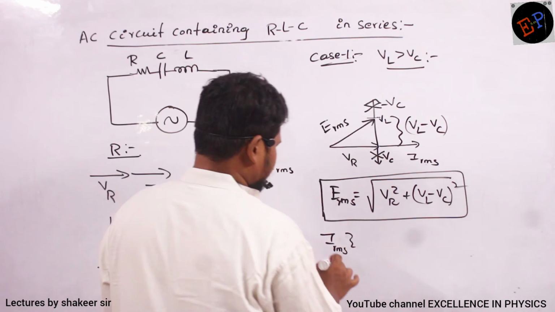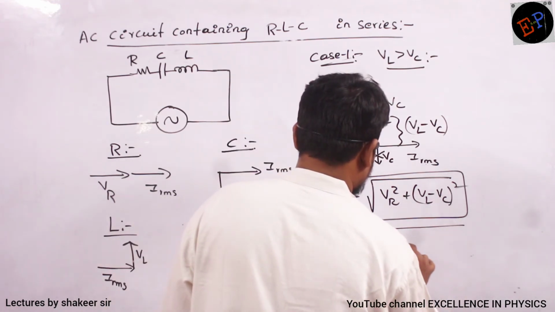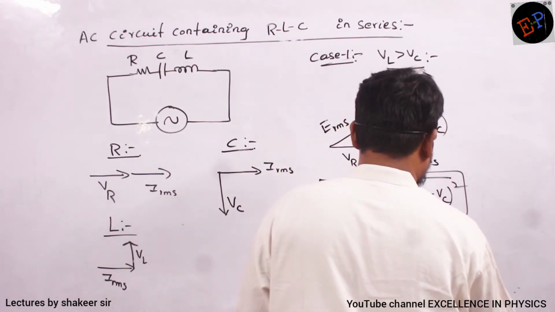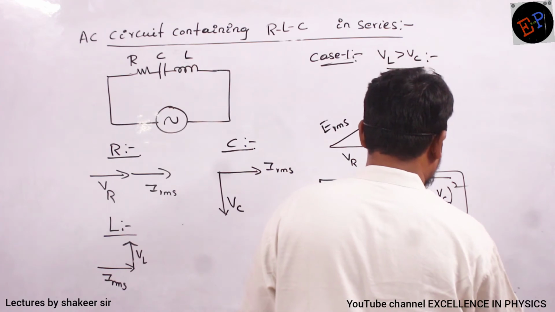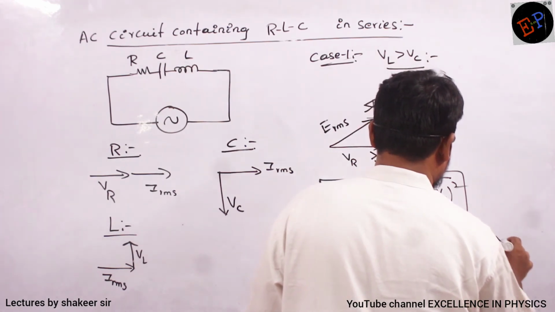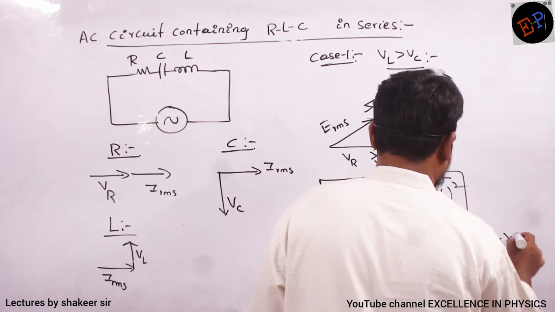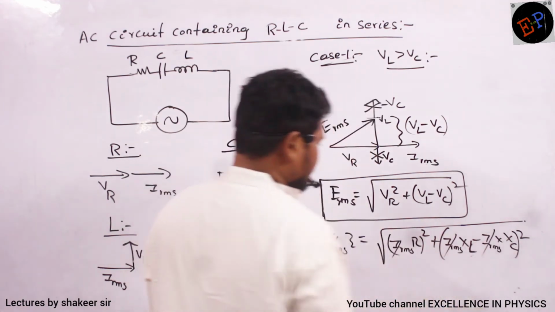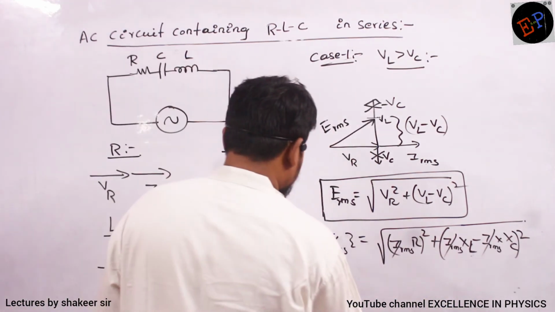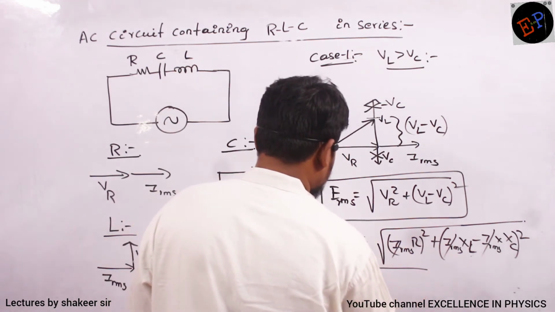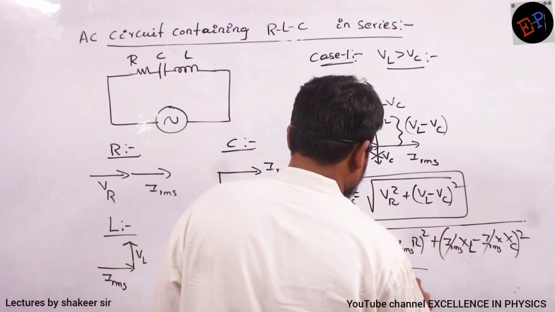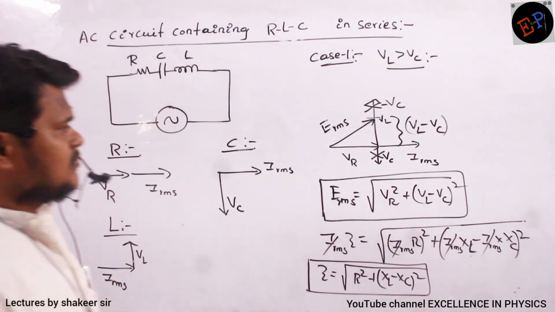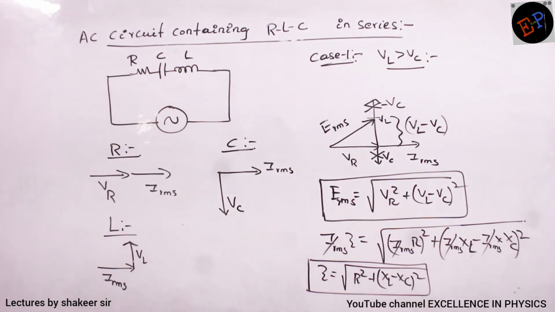ERMS equals IRMS multiplied by Z. This is equal to square root of IRMS multiplied by R whole square plus IRMS multiplied by XL minus IRMS multiplied by XC whole square. Clear now? So if I cancel IRMS, then what is the Z value I get? Z is equal to square root of R square plus XL minus XC whole square. So this is the total impedance of the circuit.